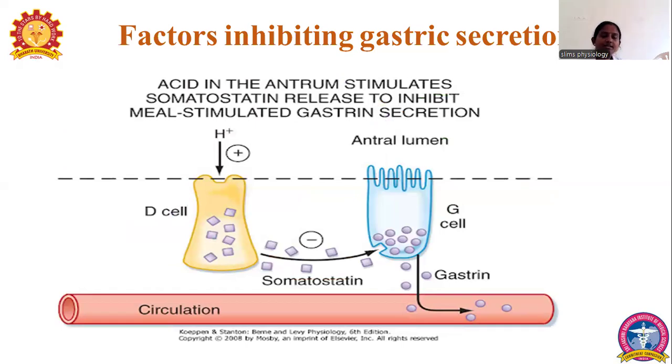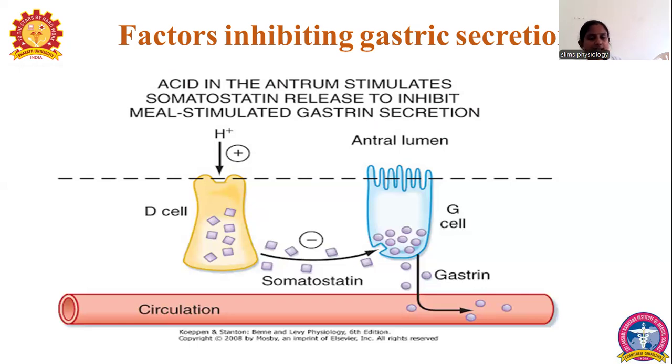Now we shall move on to the factors which inhibit gastric acid secretion. Mainly the hormone which is present in the pyloric antrum. We have a specialized cell called the D cell in the pyloric antrum which releases somatostatin. This somatostatin is a local GI hormone which has an inhibitory effect on the G cell. We already know the G cell is involved in the release of gastrin, which is a potent stimulator of gastric secretion. Whenever the somatostatin goes up, it inhibits the activity of the G cell, so its function will be decreased.